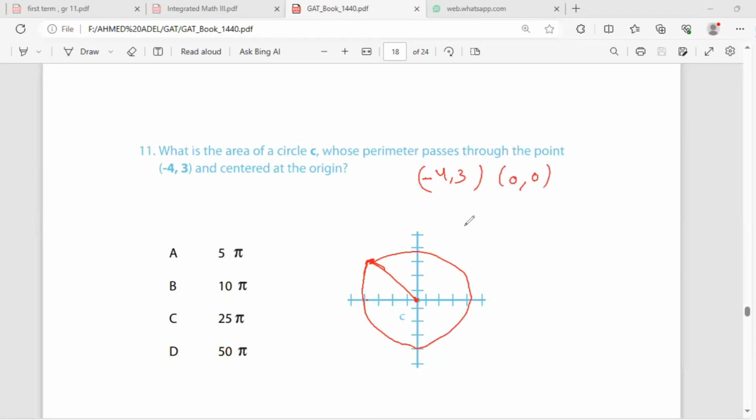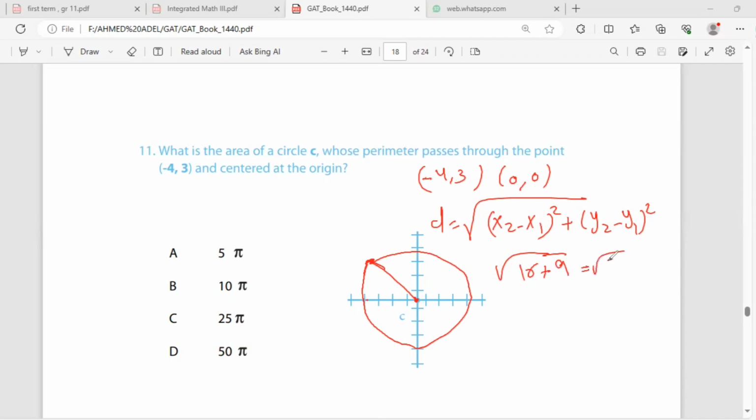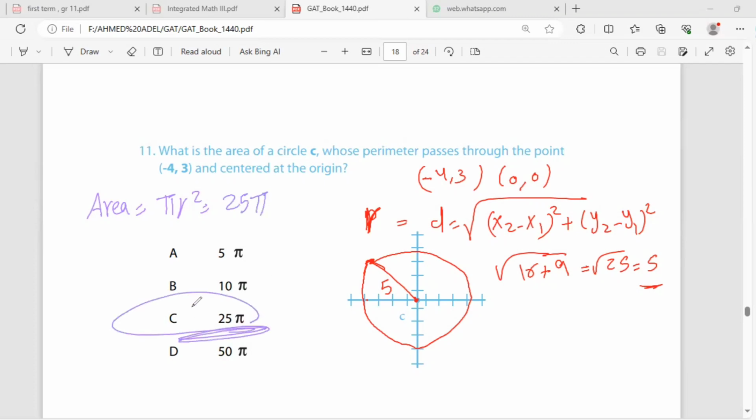To find the distance between two points, you have to follow the rule: square root of (x2 minus x1) squared plus (y2 minus y1) squared. So it's going to be 16 plus 9, which is 25, and the square root of 25 is 5. So the distance here means the radius. Radius equals 5. How do we find the area? Area of a circle equals pi r squared, and here r equals 5, so 5 squared is 25 pi. So the answer here is 25 pi.